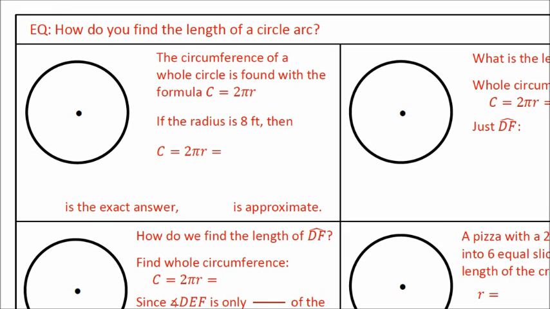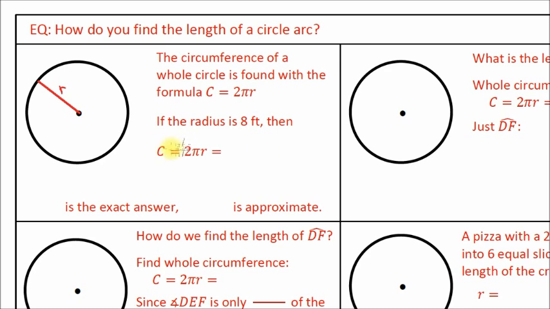So for our first example, we've got a circle here. Let's go ahead and put a radius in here. Remember from our initial videos, the radius of a circle is the distance from the center of the circle to a point on the circle, and we label that with a lowercase r. Here's what we're learning in this first square. The circumference of a whole circle, the whole thing around this circle, is found with the formula circumference equals 2 pi times the radius.